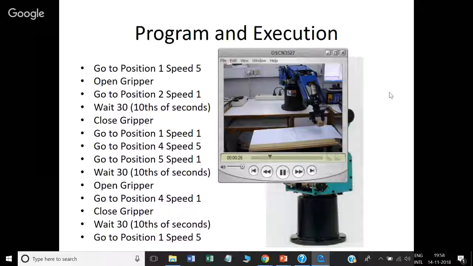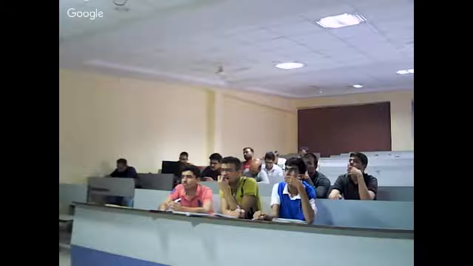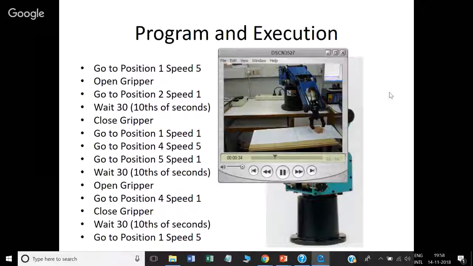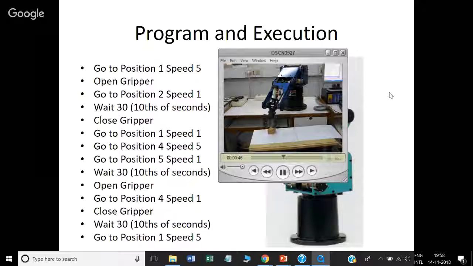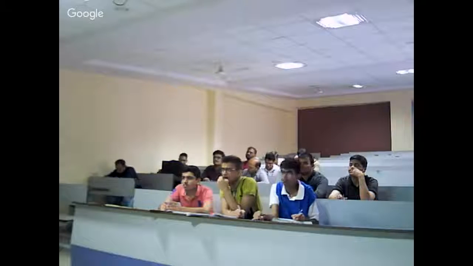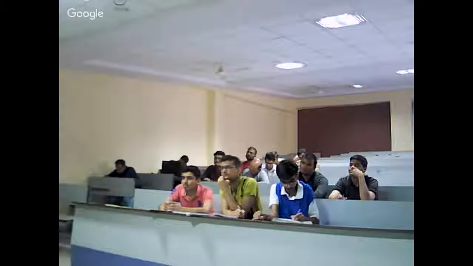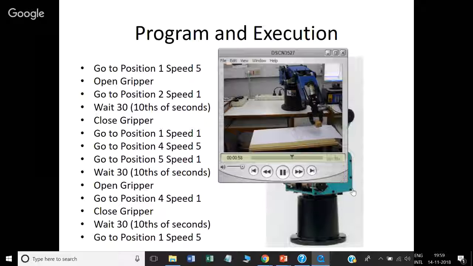Go to position 4. So this is position number 4. Now position 5. Wait and then open the gripper and release the object. Again go to position 4. Then again go to position number 1. So now the program is running in a loop. If new components keep on coming here, it will go on transporting these components to a new location. So it is a pick and place operation.